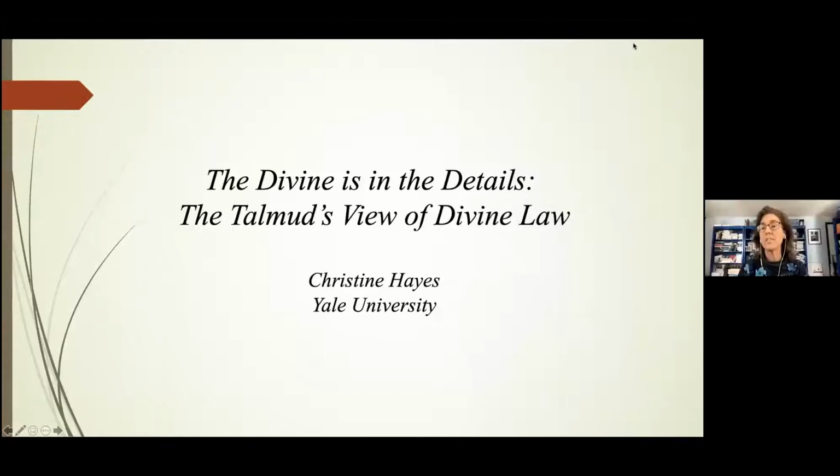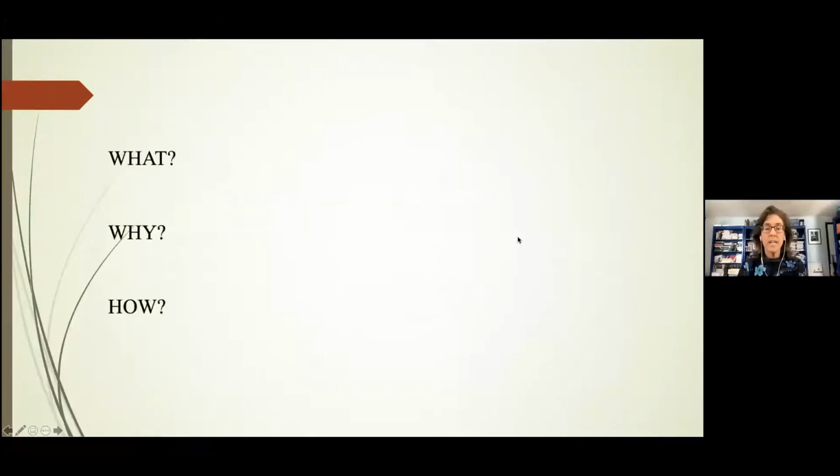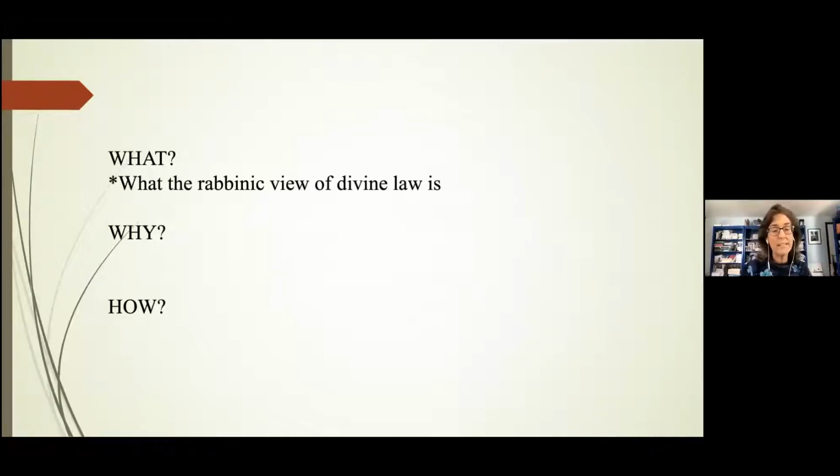Now, I'm going to divide my talk into 3 parts. I'll be using a PowerPoint, and so I'm sharing my screen now. I'm going to call these 3 parts the what, the why, and the how. So I'll first show you what the rabbinic idea of divine law is. And to do that, we'll also have to consider what it isn't. We'll have to ask, what was the view of divine law in the rabbis' broader environment, the view that they resisted and rejected? And once we understand what the rabbinic conception of divine law was, then we'll ask why.